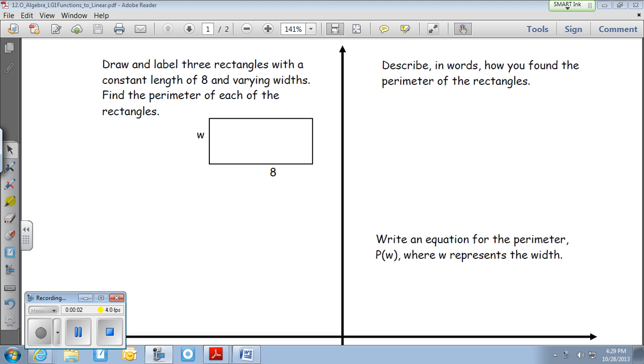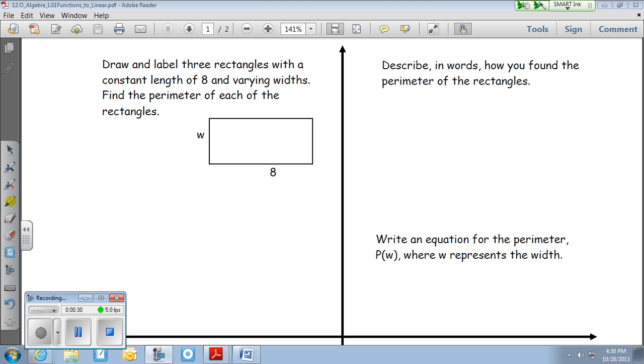Okay, this is Ms. Whitaker, and we are going to ease into linear equations coming off of functions from a previous unit. We are working on this functions to linear equations activity, and it's dealing with perimeter. So we're just going to use perimeter to explore, and it's going to lead us into the foundation for linear equations.